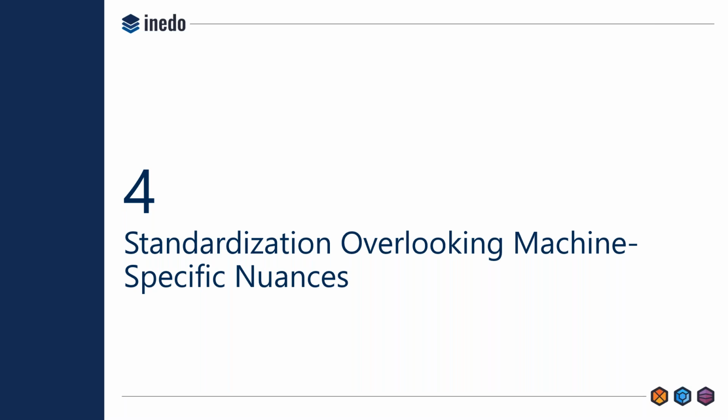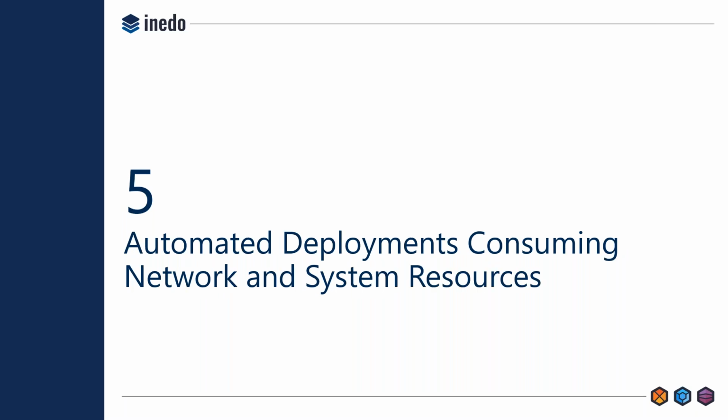Standardization is efficient, but doesn't account for these nuances, which could result in subtle but impactful differences across devices. And finally, automated deployments use significant network bandwidth and processing power, sometimes impacting other ongoing operations. As installations proceed, they can strain network resources, potentially slowing down regular operations or consuming system capacity at critical times. This added load requires careful scheduling and resource management to avoid disruptions.